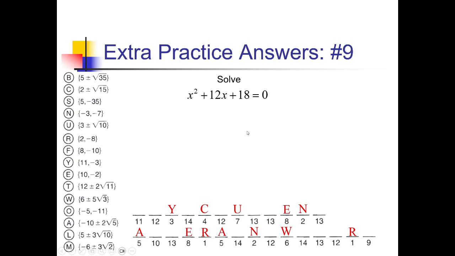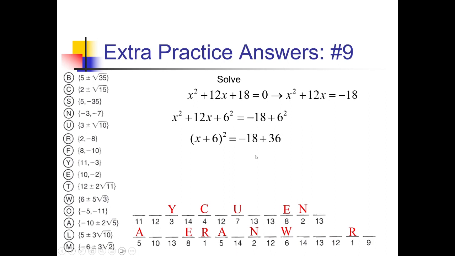Complete the square here. Let me go ahead and subtract that 18 to clear out that constant. Now I can take half of 12, square that, and add it to both sides. So I'm adding 6 squared to each side of the equation to complete the square. For the left side, I've got x plus 6 quantity squared when I factor that. Over on the right, I have negative 18 plus 36, which is positive 18.